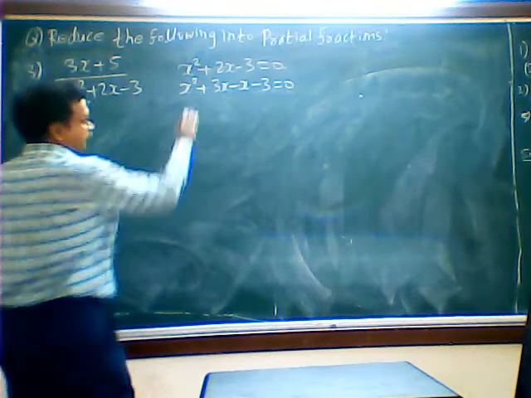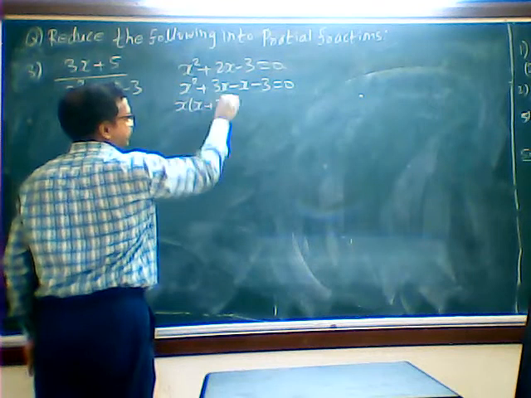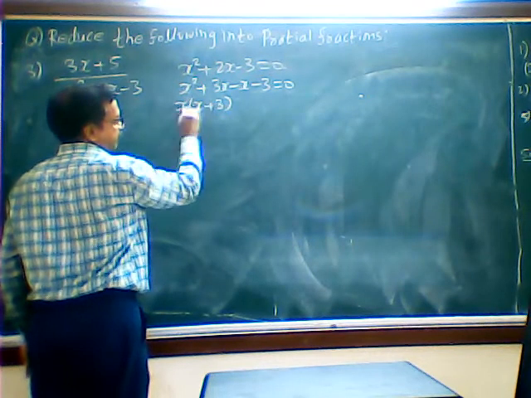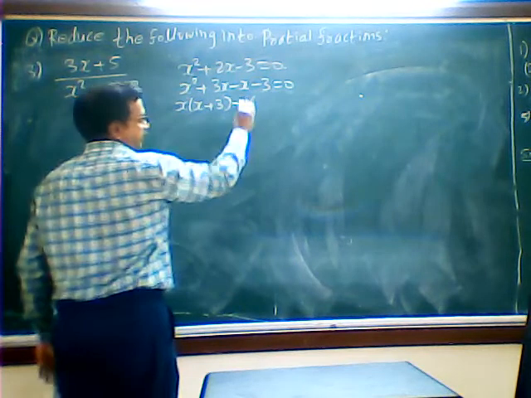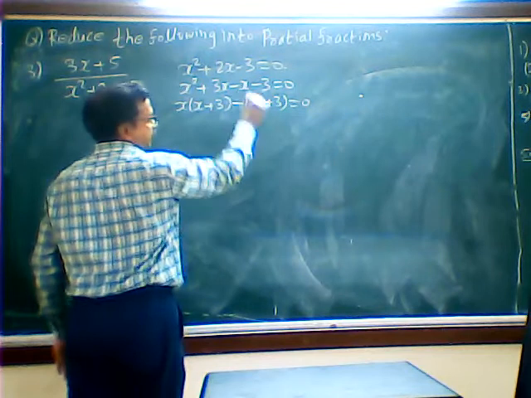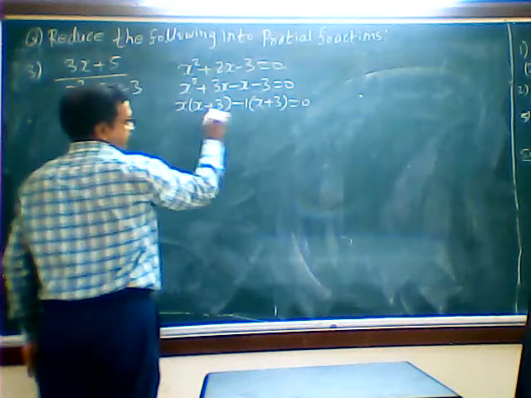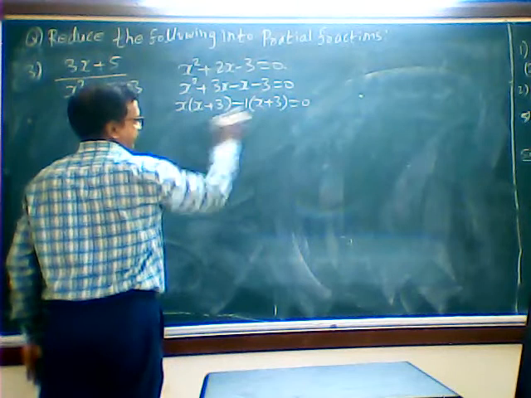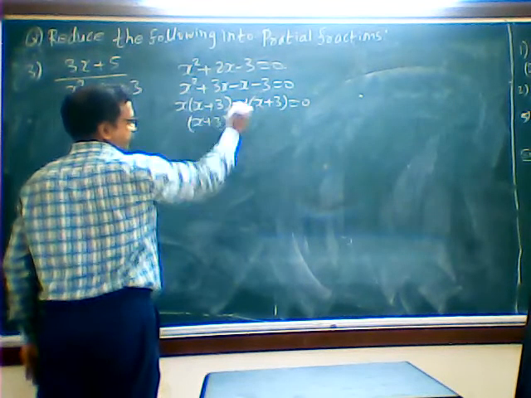Okay? Now between these two, x is common. Here, x into x is x square, x into plus 3 is 3x. And between these two, I have taken minus 1 common. Minus 1 into x is minus x, minus 1 into plus 3 is minus 3. Now I am getting these two brackets the same. Now I am writing once common, x plus 3 and x minus 1.